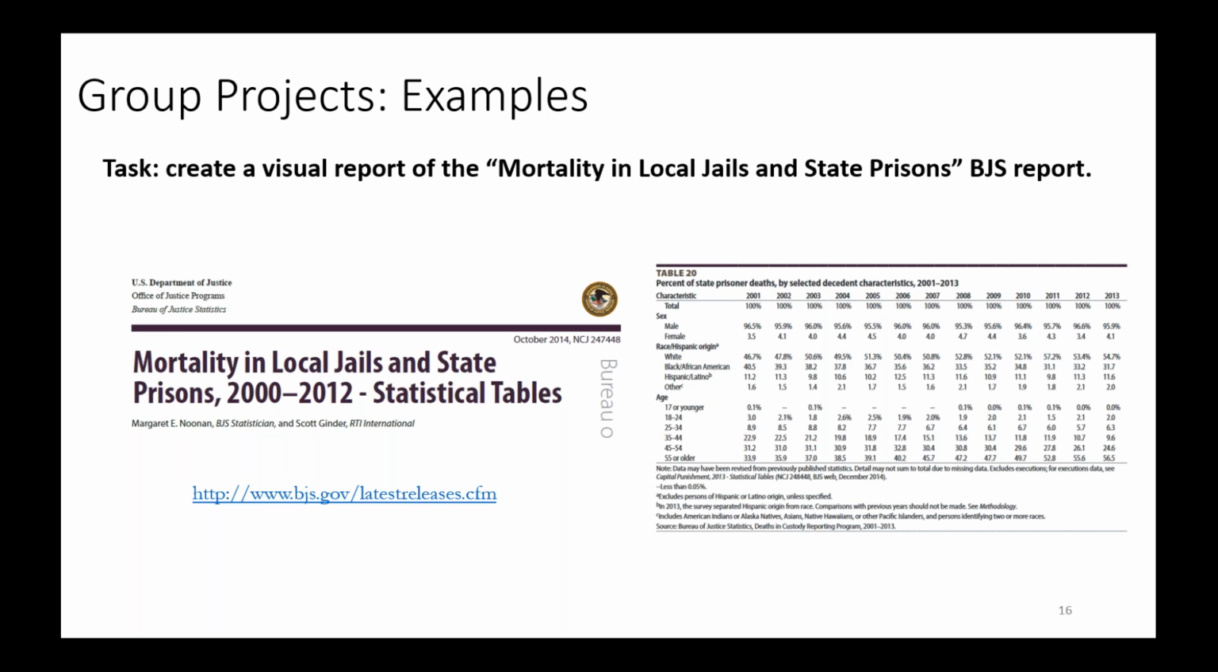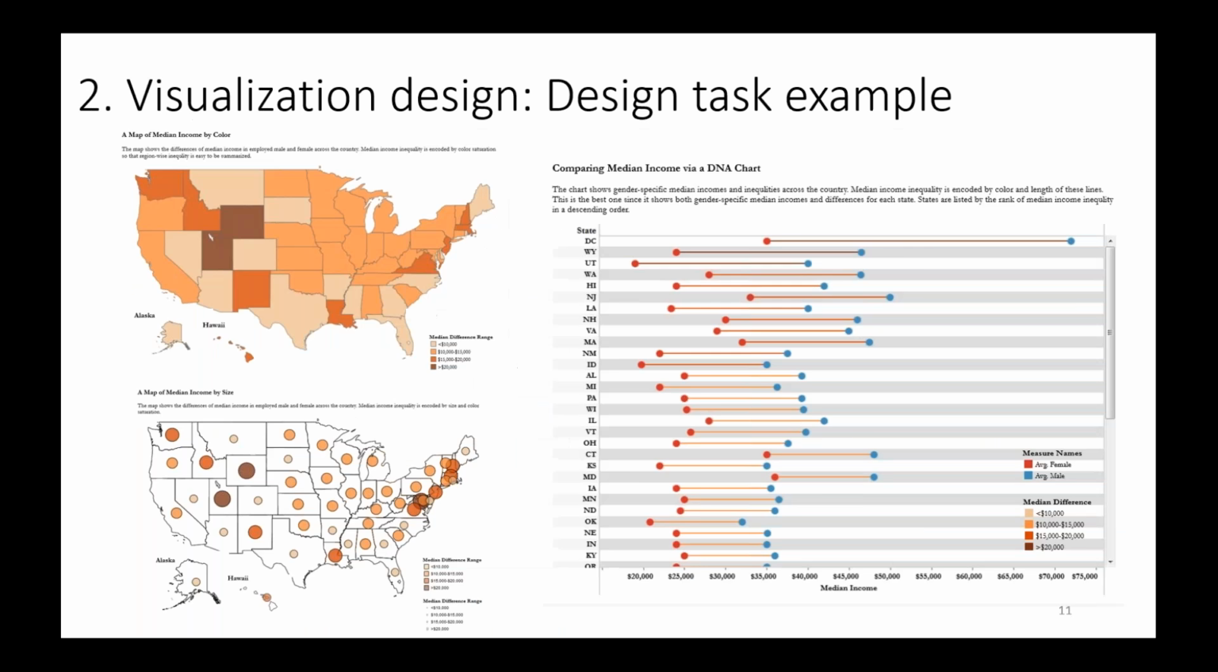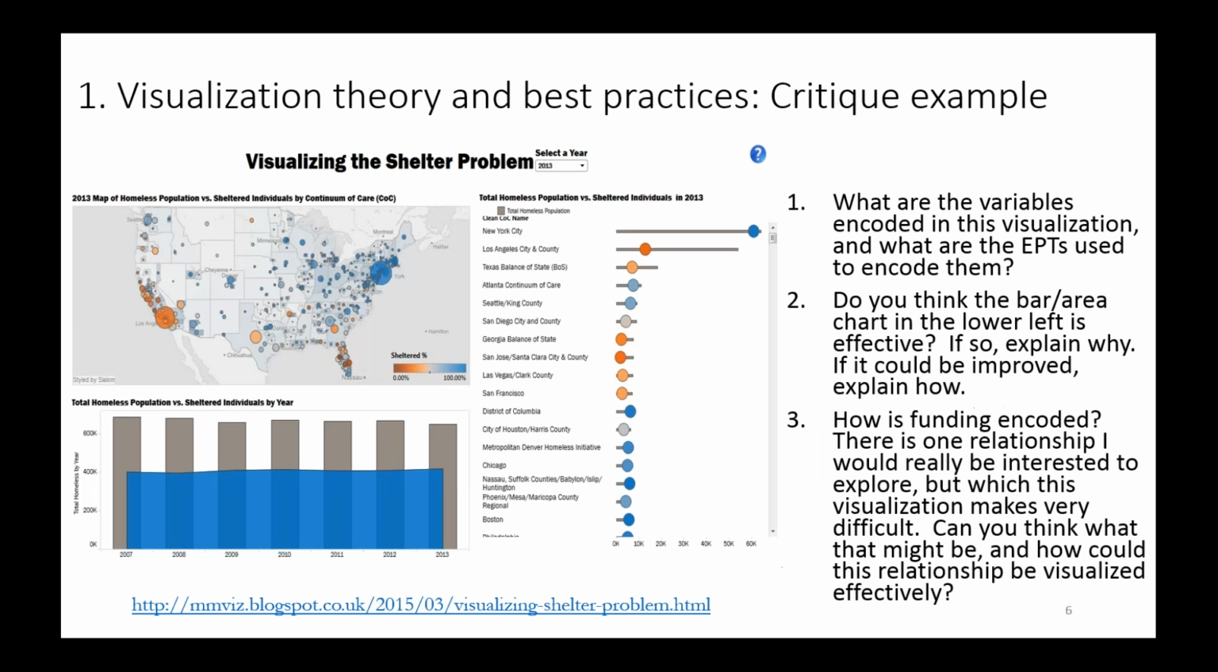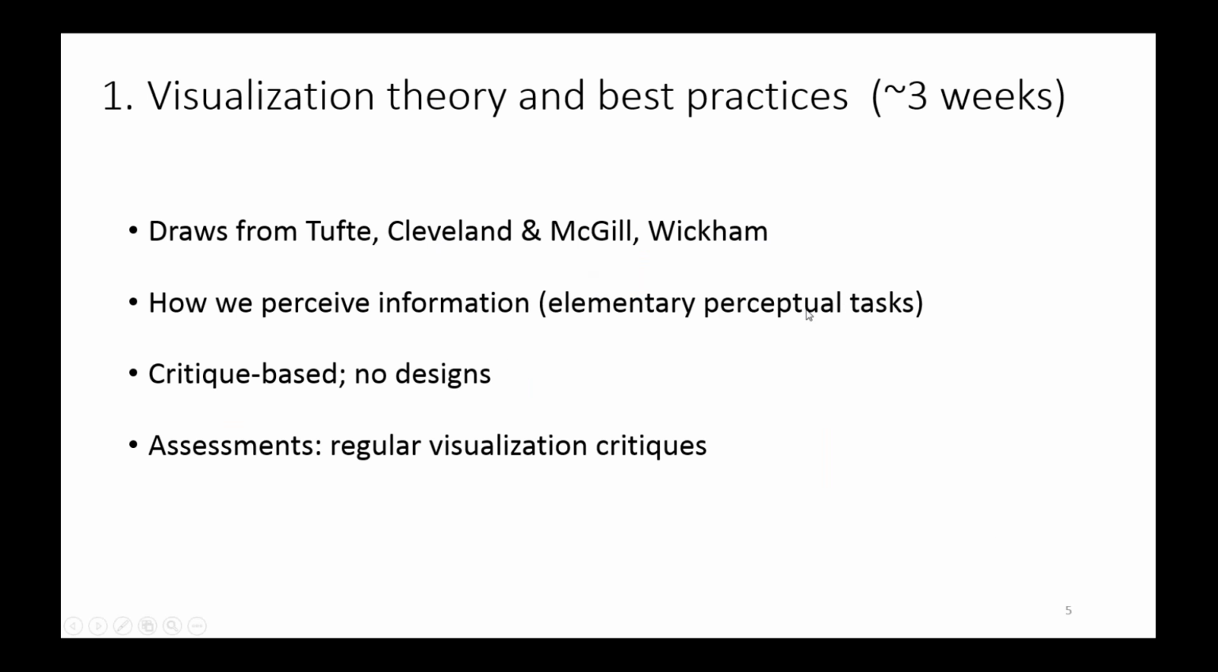Could you just remind us what the EPT stands for again? Oh yes, that wasn't very clear. Elementary perceptual task is what that stands for, and that is from Cleveland and McGill. That's where they talk about that. So that's using size to encode quantity, or a color ramp, or the height of a bar, things like that. That's what elementary perceptual task means.